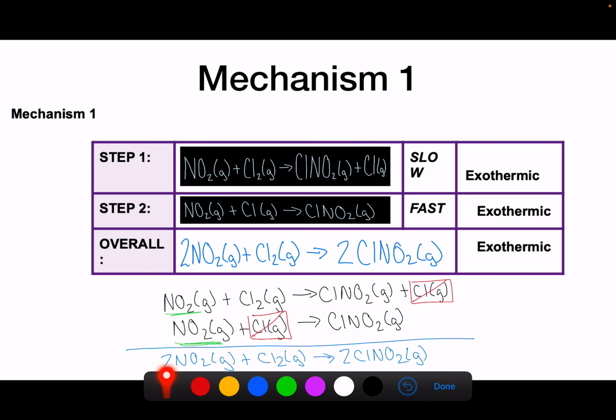Make sure you label. It says identify any intermediates or catalysts. Cl is found on both sides of the equation. It's right here, and it's right here. It is our intermediate. It's not being used to get this thing started. It's being produced, and then it's being used up. So that's the intermediate, right?